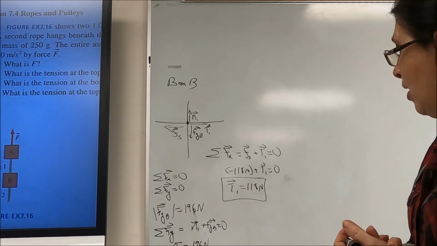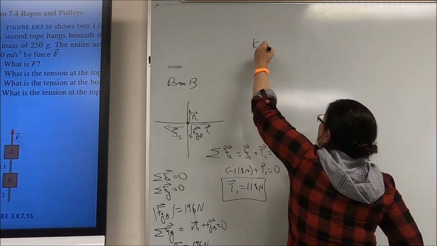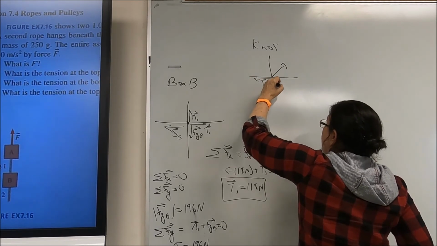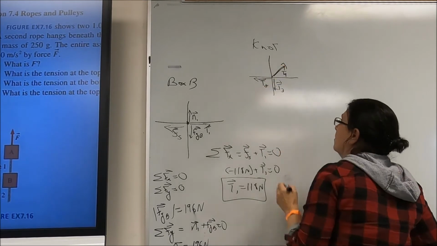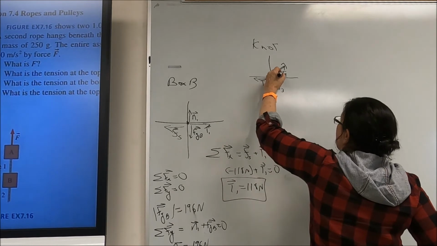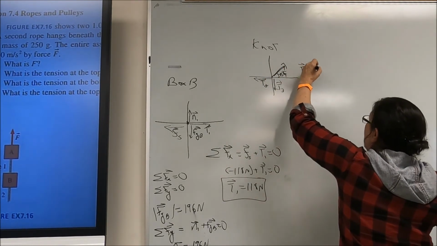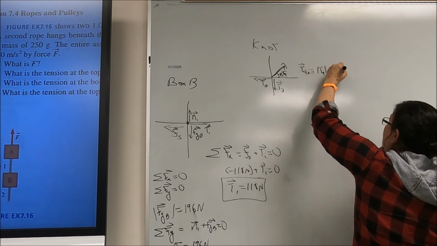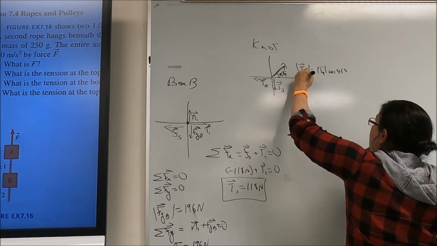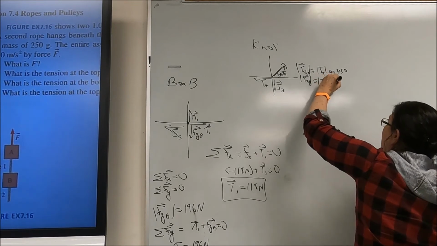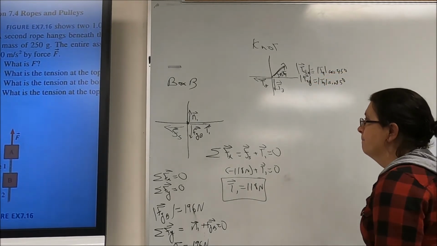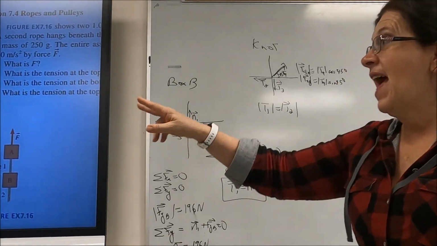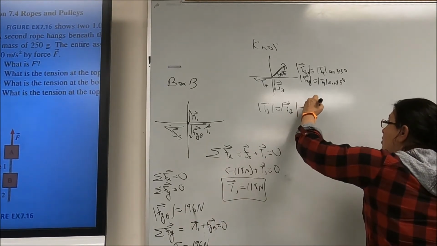Okay? Now let's think about our knot. Now, I'm going to have a tension T2 here, a tension T3 here, and a tension T4. And T4 is at 45 degrees. So T4 is going to be made up of two components. I'm going to have a T4x, which is just going to be the magnitude of T4 times the cosine of 45 degrees. And T4y in magnitude is going to be T4 sine 45 degrees. Okay? Now, I know that the magnitude of T1 has to equal the magnitude of T2 because that's one continuous rope. So I know it has a magnitude of 118 newtons.